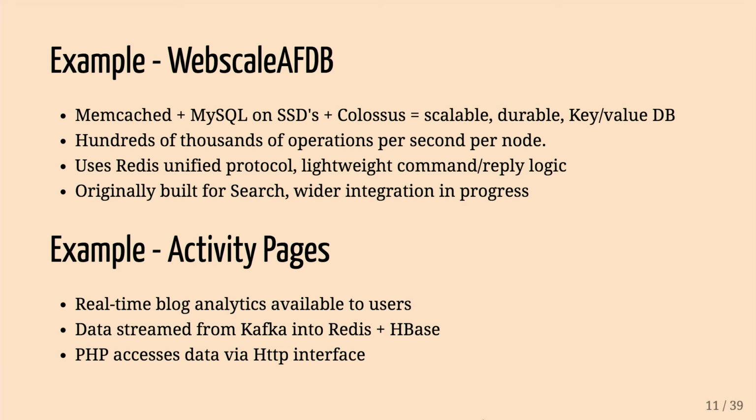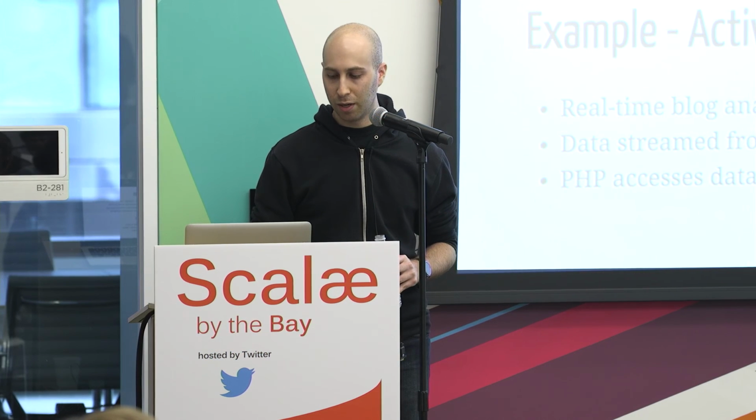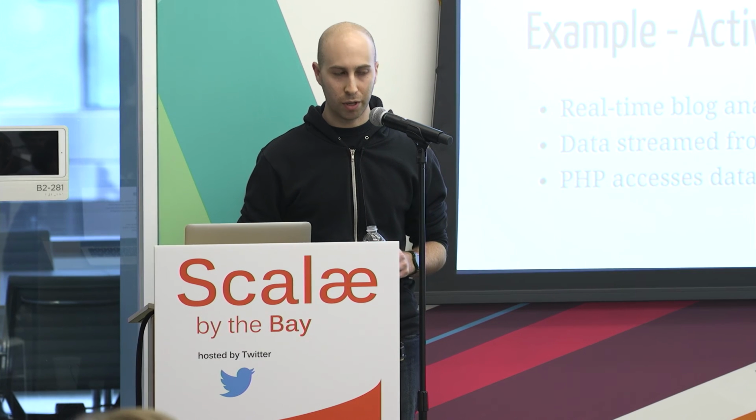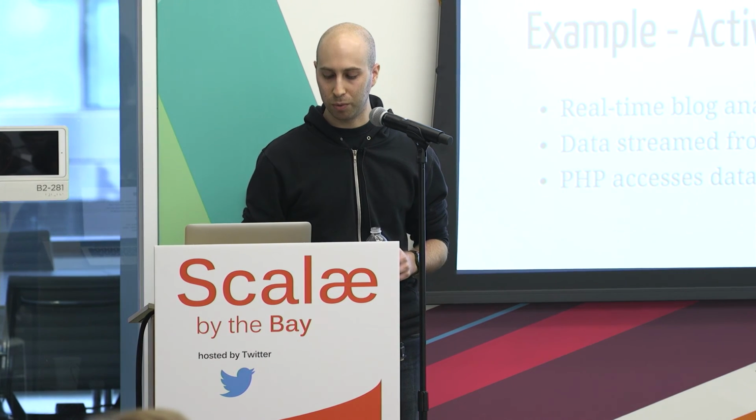So here's a couple other examples that I'll touch on a bit. The first one is a project that was created by our search team. It's called WebScale AFDB. And it's basically the idea of taking memcache with MySQL on solid state and then sticking Colossus in front of that and treating the whole thing like a very scalable and durable key value store. So a single service machine is able to handle hundreds of thousands of operations per second, even when those are write operations to MySQL.